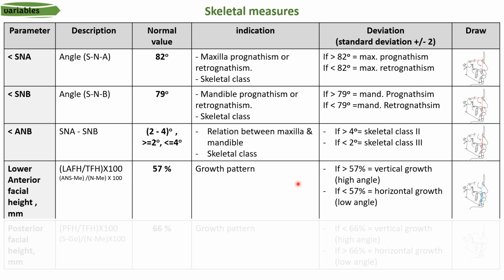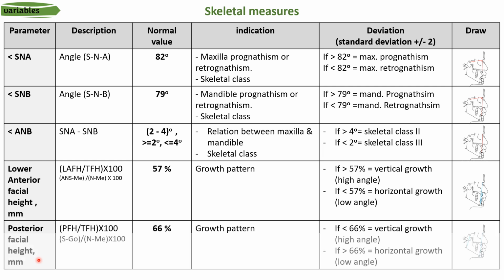If it increases, it indicates that the patient is a vertical grower, or we can call it a high angle face, and in some cases it can be seen dentally as an open bite. And if it decreases, it indicates that the patient is a horizontal grower or a low angle face, and sometimes dentally it can be seen as a deep bite tendency.